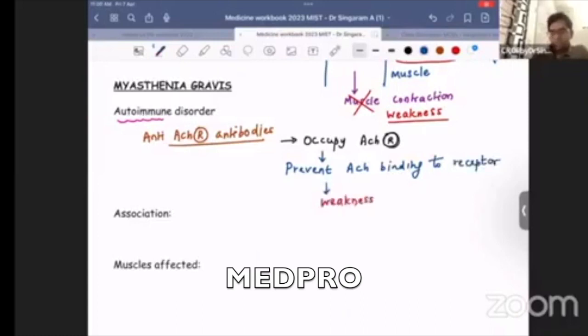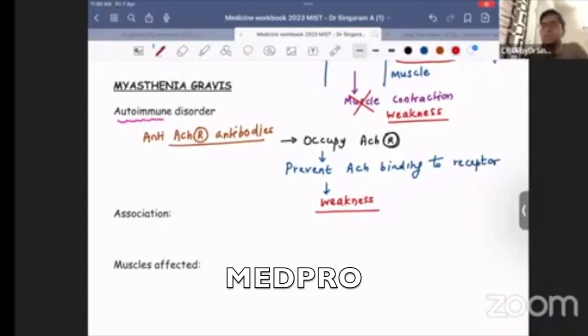I hope you're able to follow this. When acetylcholine is not able to bind to the receptor, it is going to result in weakness. Is that clear? Everybody able to follow this? Very simple, correct? Yes. I hope you're able to follow this, right? Yes, that is true. That is what it is.